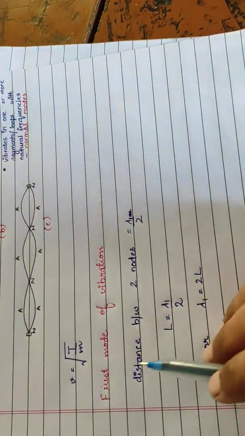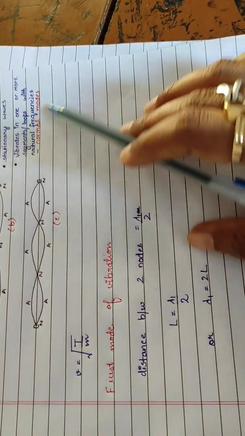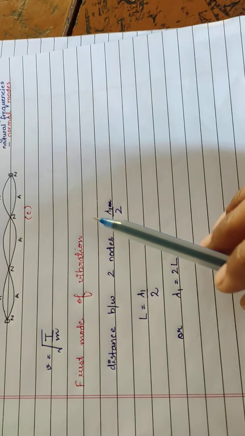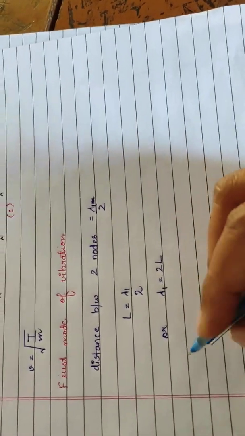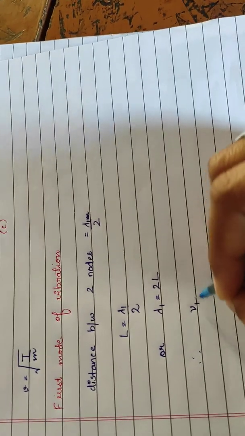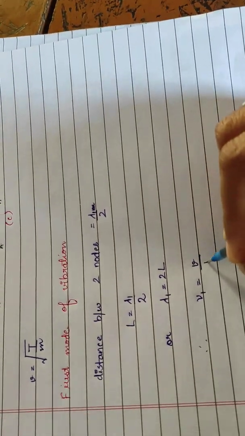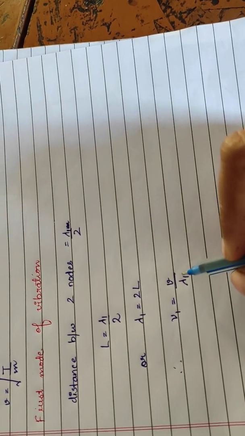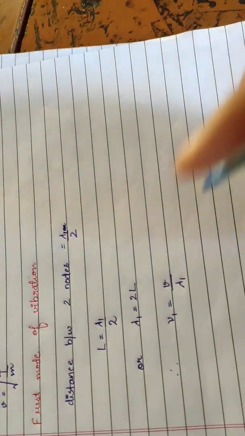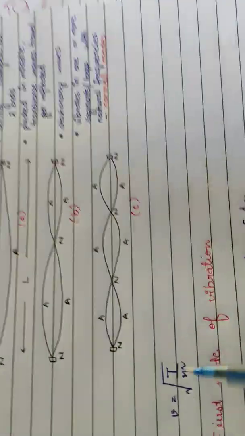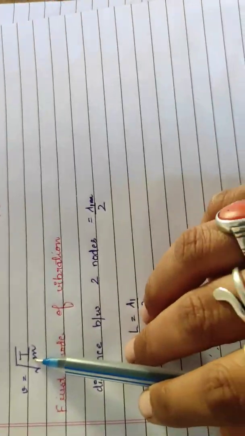Now from here, what we have to find out? Natural frequency, first mode of vibration. So we have to find out the frequency of vibration. How can we find out frequency of vibration? We know that nu is equal to v by lambda. Here we are using lambda 1 for the wavelength. So nu 1 is equal to v by lambda 1. And as we know, v is equal to under root T by m.